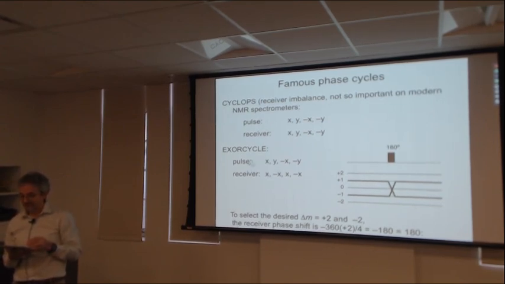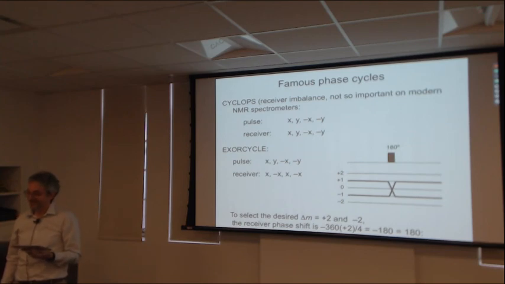And then the other is called exorcycle, which also stands for something I don't remember. And this was to try to clean up artifacts of 180-degree pulses. And you'll still see this used a lot, if not the full phase cycle, then half of it. Because as we've said many times, 180-degree pulses aren't very good. They have lots of offset artifacts, etc.